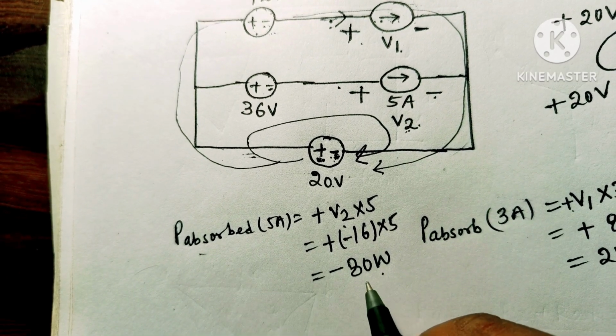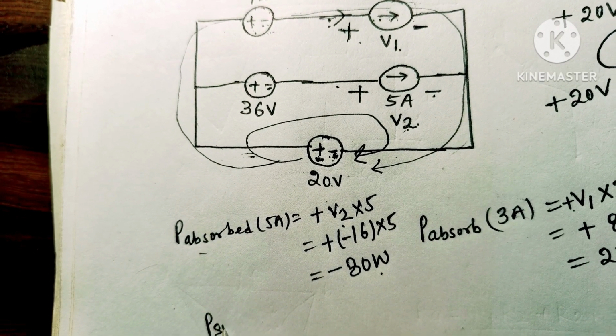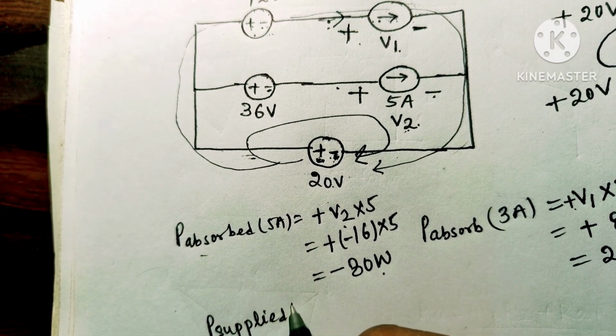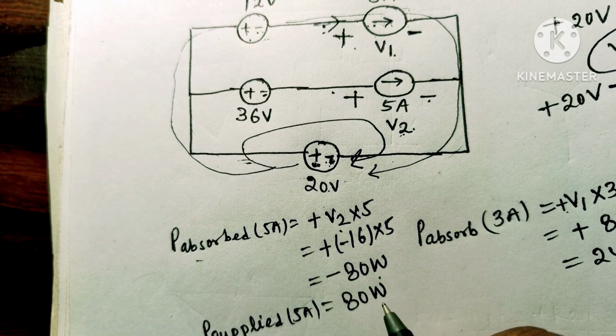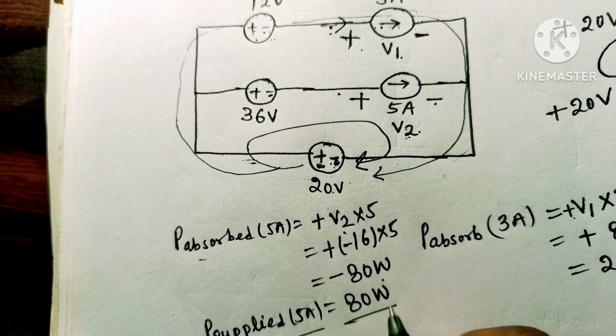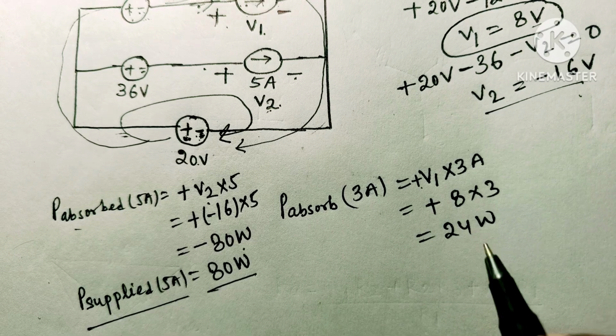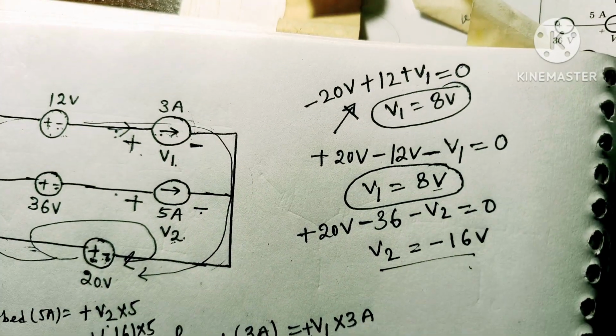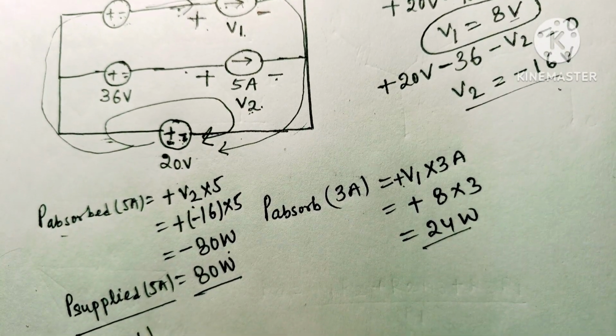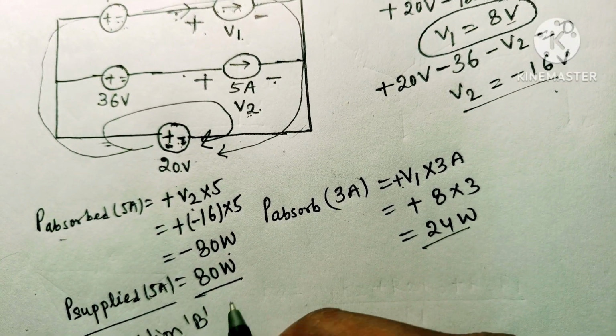So the power absorbed is minus 80 watt, or we can say the power supplied by the 5 ampere source is 80 watt. So here the power supplied by the 5 ampere source is 80 watt and the power absorbed by the 3 ampere source is 24 watt. So we find that option B is correct in our given question.